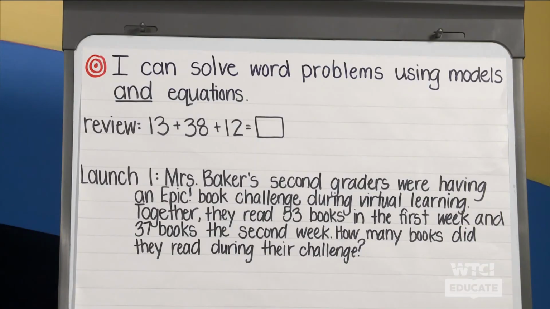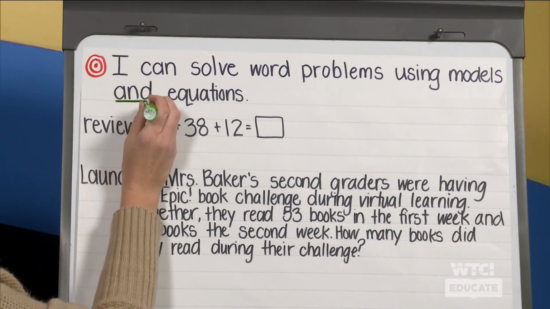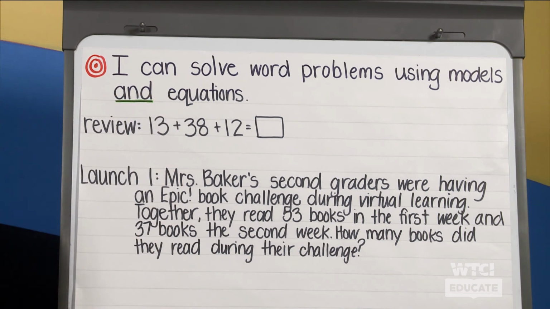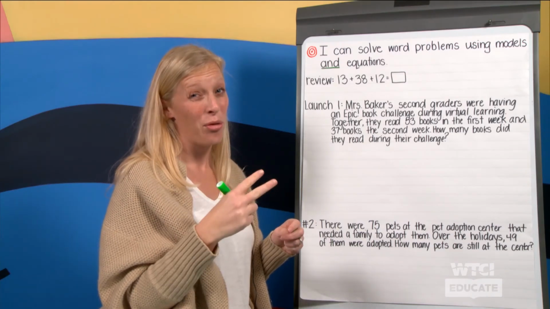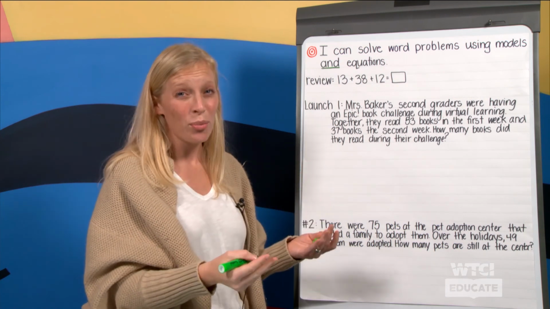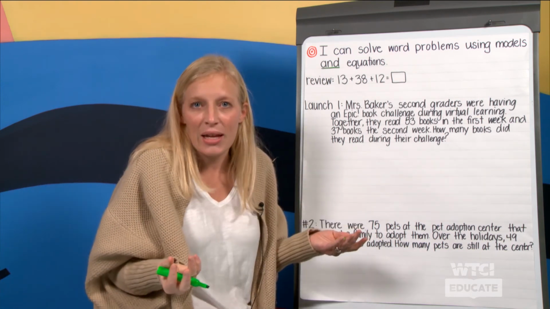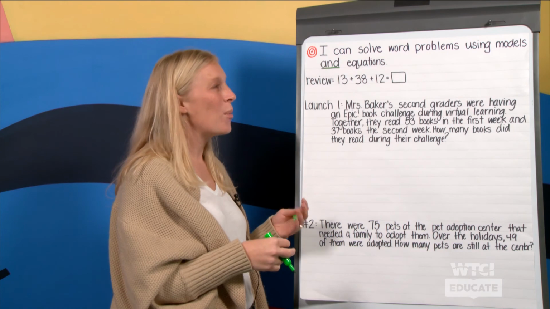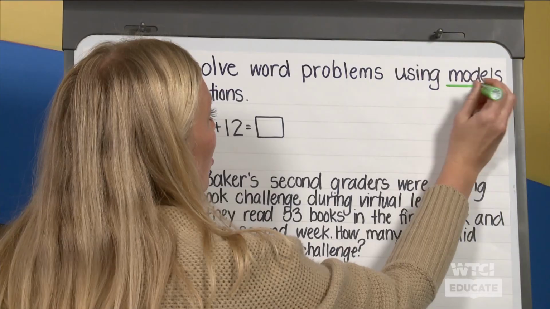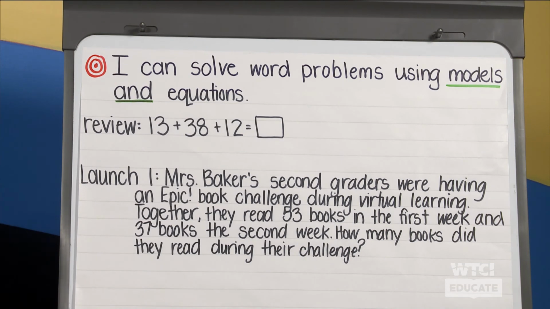Pull back and shoot. I can, and read it with me, I can solve word problems using models and equations. Did you see that I underlined the word and? There's that conjunction that we know from second grade, and it means both. It doesn't mean one, it doesn't mean the other, it means both of those things. So when we're solving word problems in second grade, we want to make sure we write an equation or a number sentence to match that story. And we also want to use a picture of some sort to solve it.